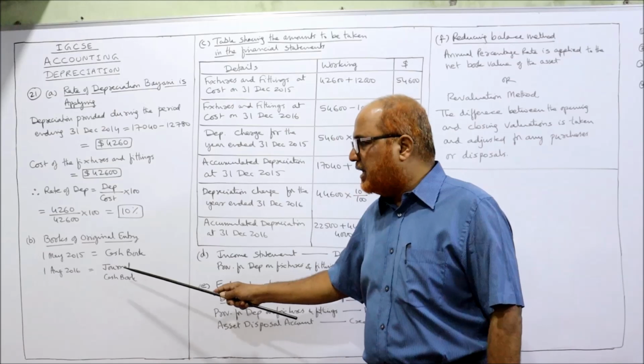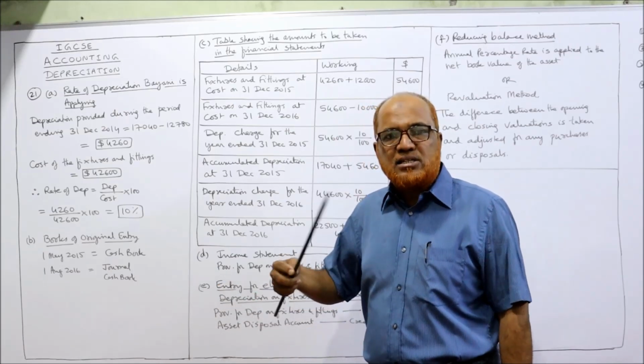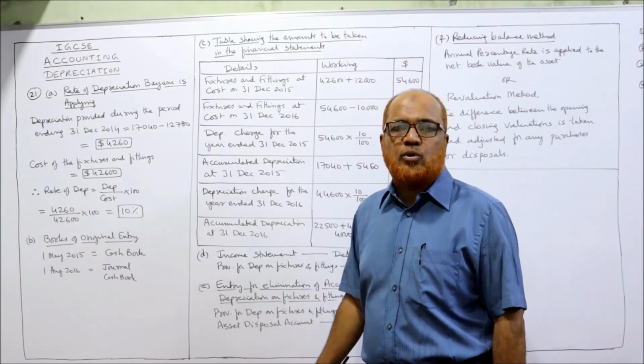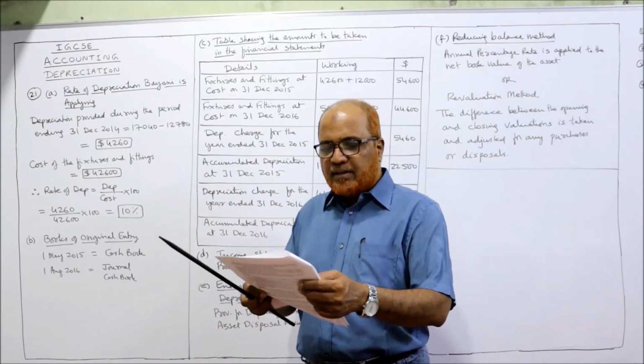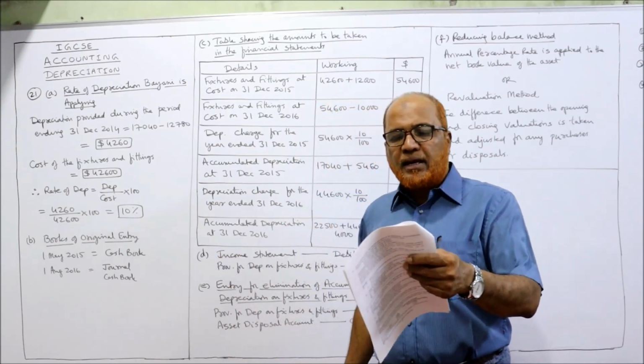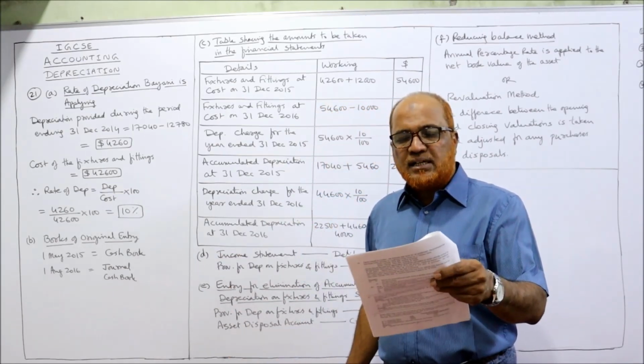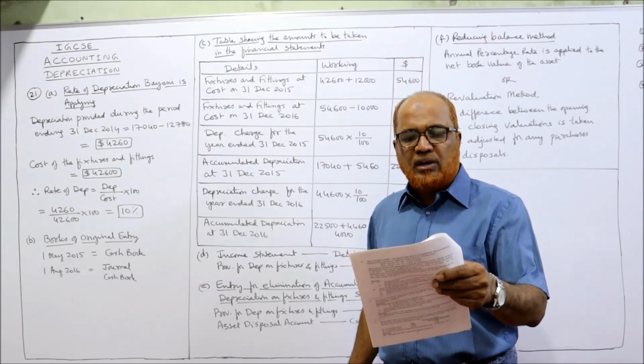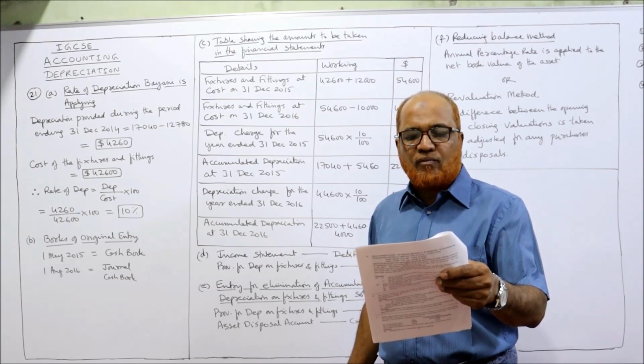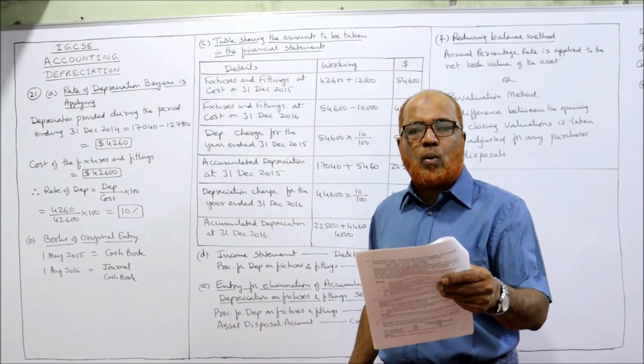Adjustment entries will be done in journal and cash received entry will be done in cash book. That's all. B point completed. Now C point. Complete the following table by inserting the amounts to be shown in financial statements. Show your workings in the spaces provided.